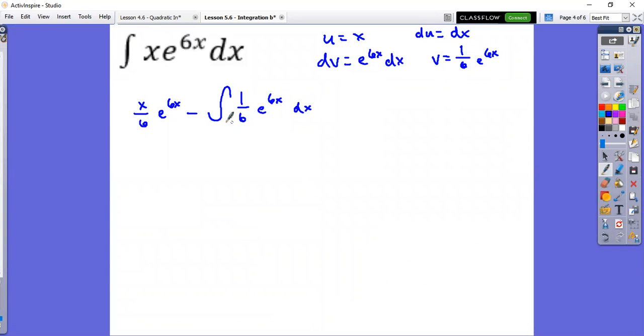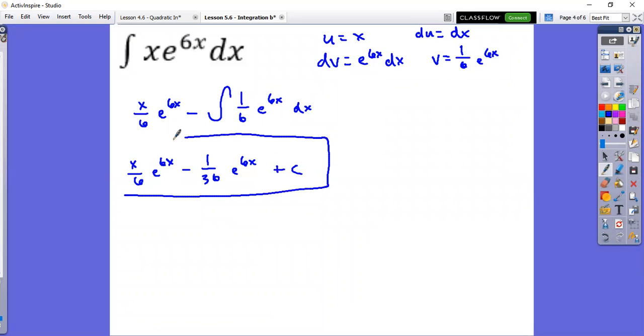And I can take this integral now. So this is x over 6 e to the 6x minus, and when I integrate this, this would be 1/36 e to the 6x, and then plus c. So then this would be my integral. If you're not sure, you could take the derivative of this, see if you end up with x times e to the 6x. Spoiler alert, you do. All right, so that's an example of integration by parts.